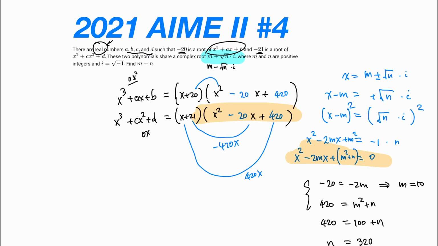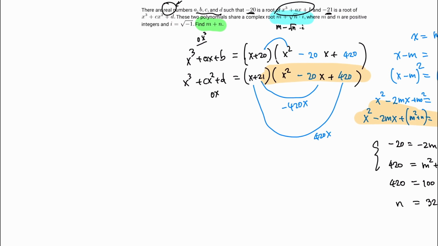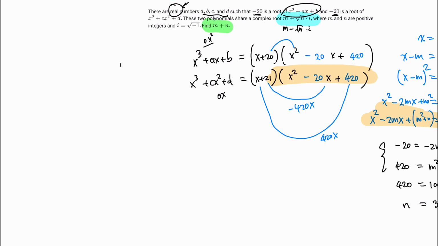Let's take a look at our problem. The problem asks for m plus n. Therefore, we want to find the value of m plus n, which is 10 plus 320, which gives us our final answer of 330.